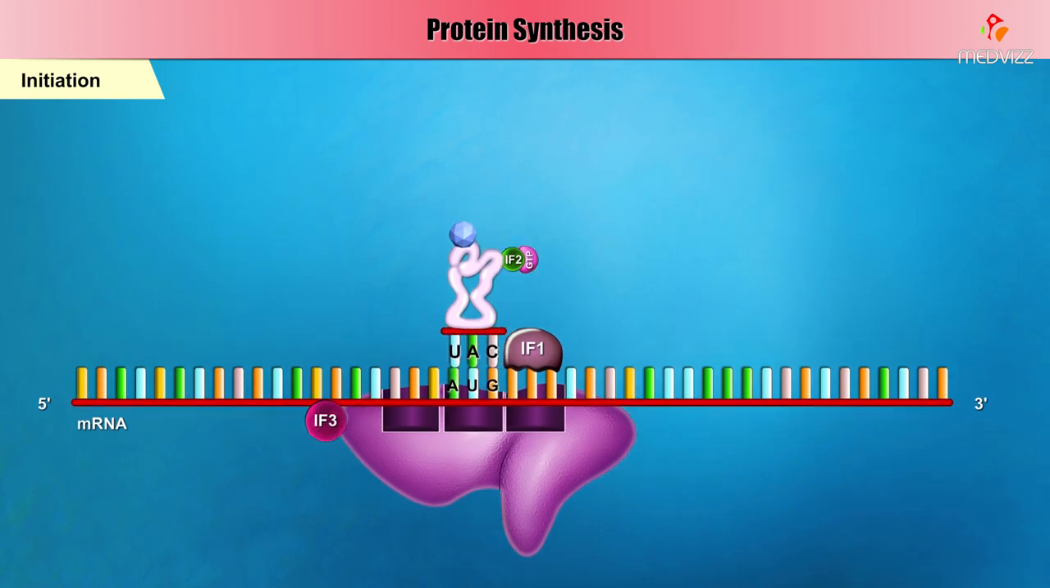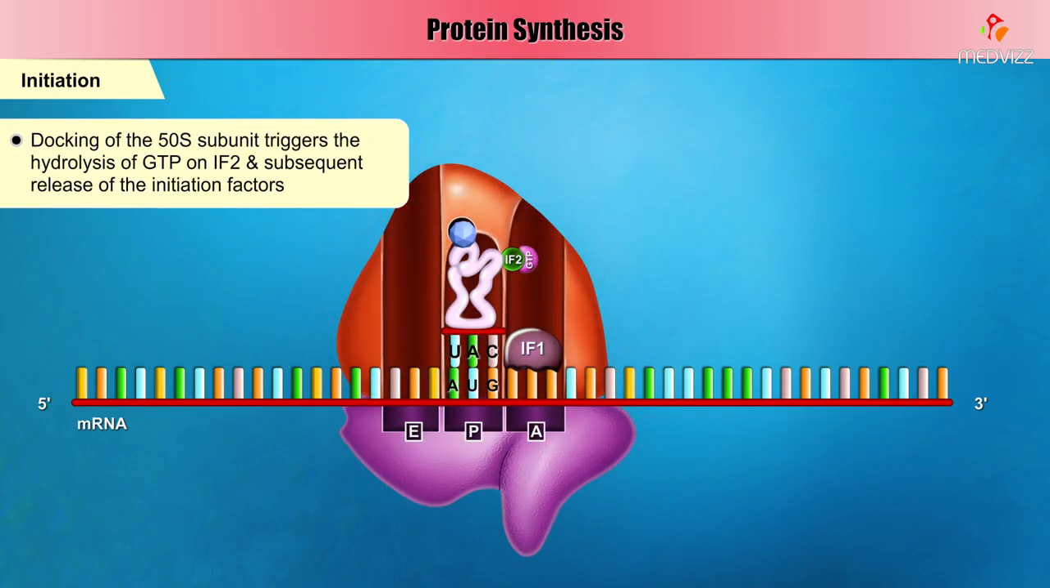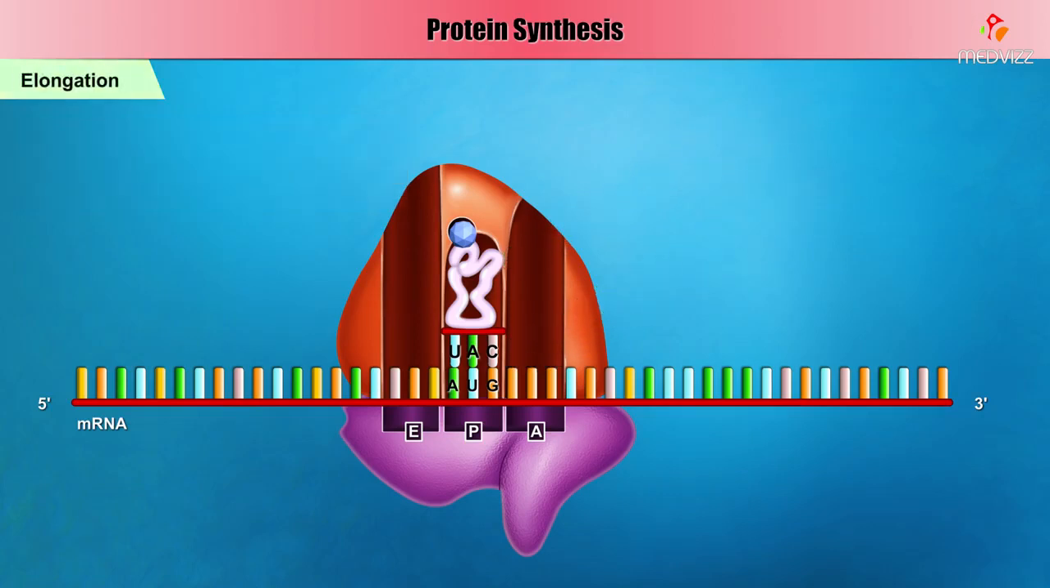Once the initiator tRNA is in place, IF3 is released. With the loss of IF3, the 50S subunit can dock on the 30S subunit. The docking of the 50S subunit triggers the hydrolysis of GTP on IF2 and the subsequent release of the initiation factors. The ribosome is now ready for elongation.